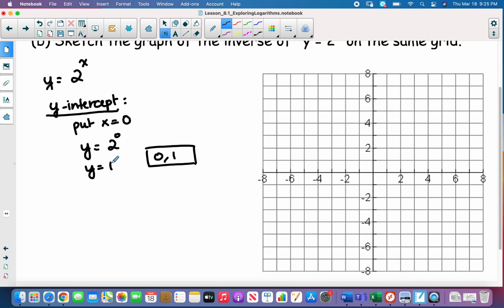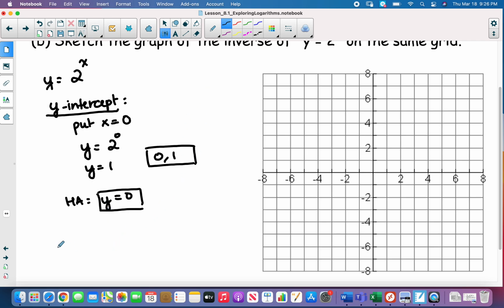And we also know that for this exponential function, there's a horizontal asymptote, which has the equation y equals 0, which is the equation of the x-axis. So these are some features about this function that we already know, which we can use when we're trying to sketch the graph of this function.